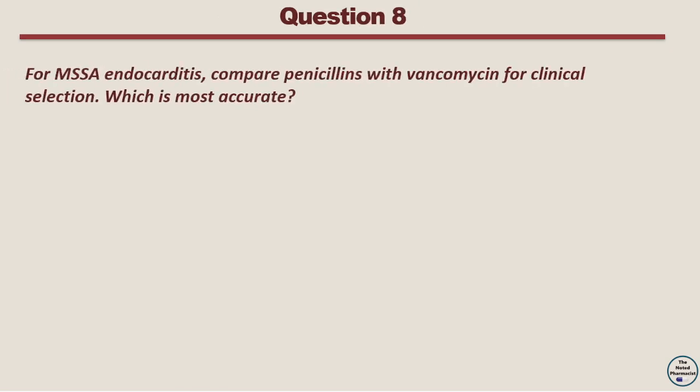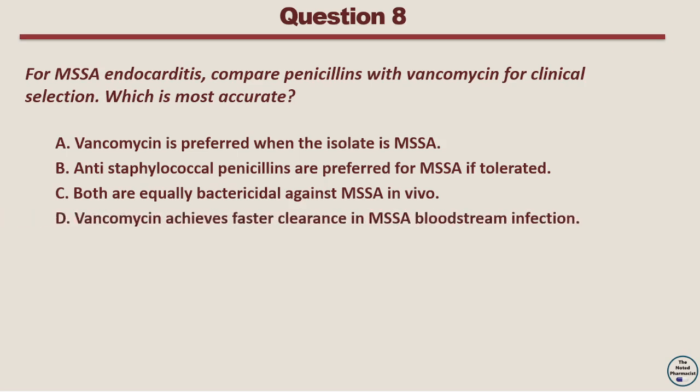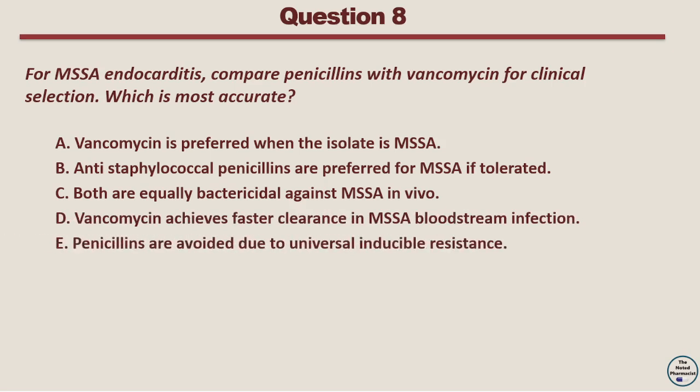Question 8. For MSSA endocarditis, compare penicillins with vancomycin for clinical selection. Which is most accurate? Option A. Vancomycin is preferred when the isolate is MSSA. Option B. Antistaphylococcal penicillins are preferred for MSSA if tolerated. Option C. Both are equally bactericidal against MSSA in vivo. Option D. Vancomycin achieves faster clearance in MSSA bloodstream infection. Option E. Penicillins are avoided due to universal inducible resistance.